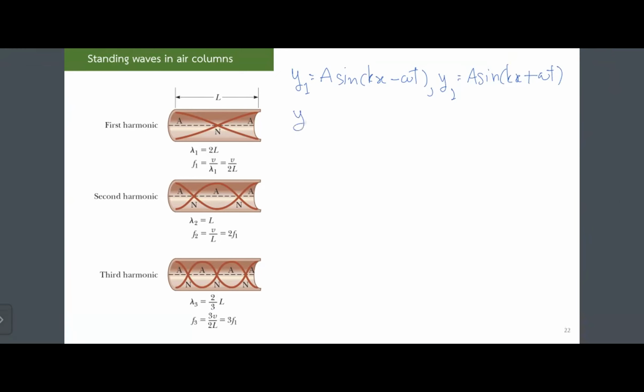The net wave is just, by the superposition principle, y1 plus y2.